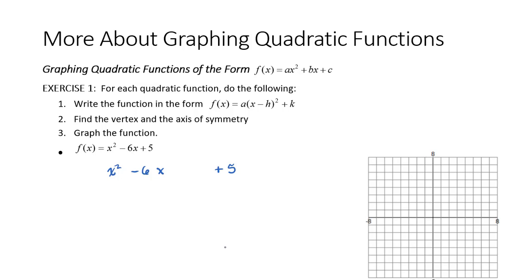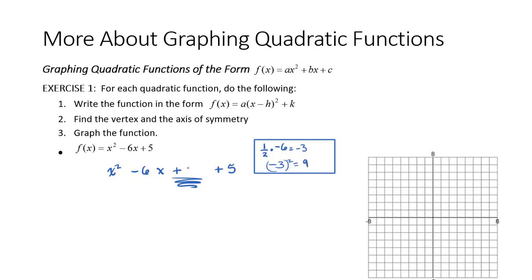The first thing I need to do is find what number added or subtracted from x squared minus 6x would give me a perfect square trinomial. We can do this by calculating 1/2 of b, which is -6, and that gives me -3. Then I take that -3 and I square it, and that gives me 9.